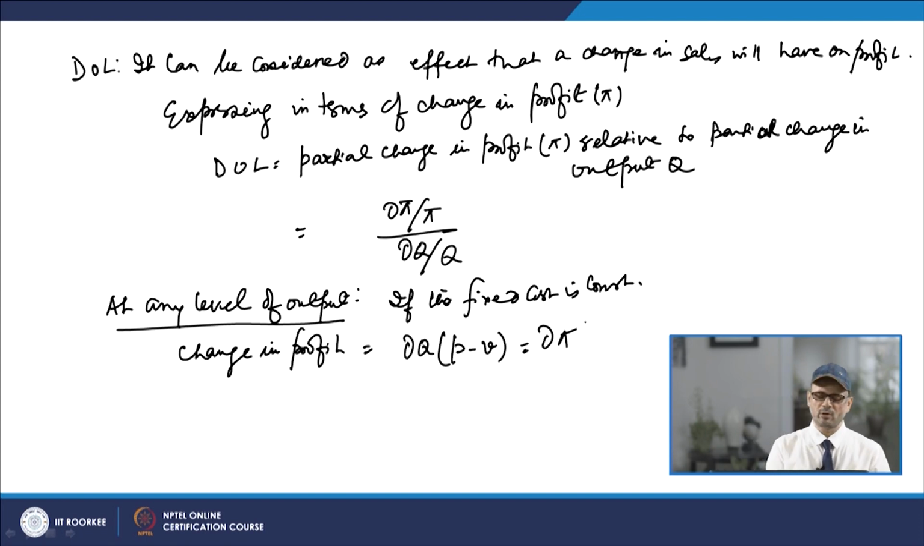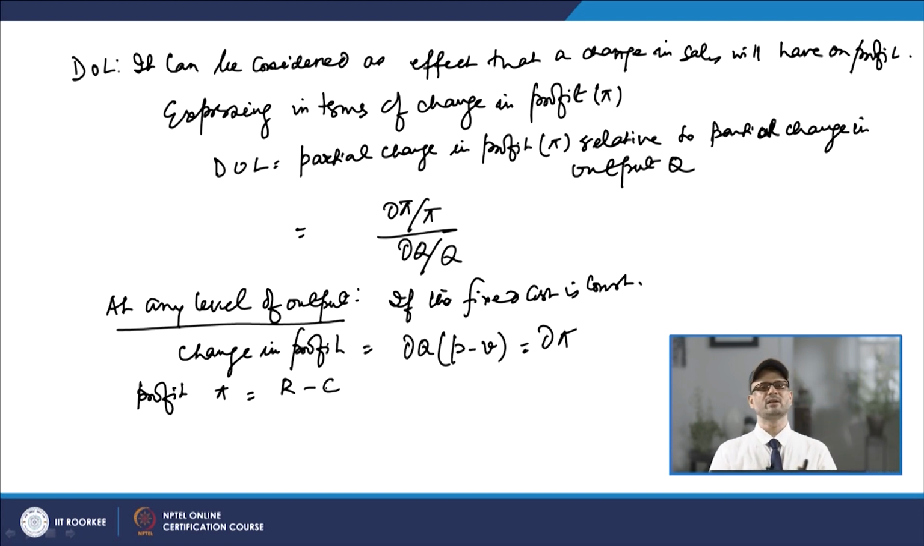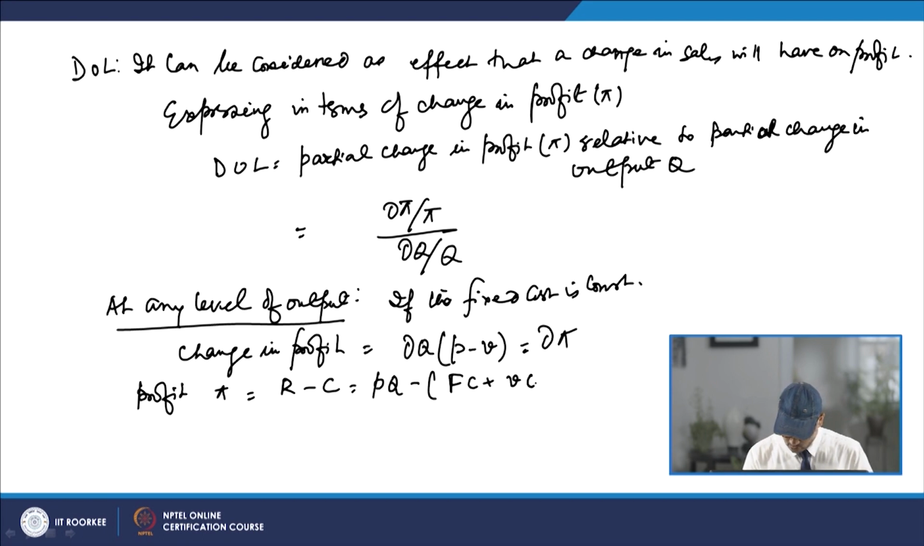Now, we know the expression for profit pi. That is basically R minus C, revenue minus cost, and we know that revenue is P into Q, and C is FC plus VQ. So, we define profit as Q into P minus V minus FC. This is the expression for the profit.